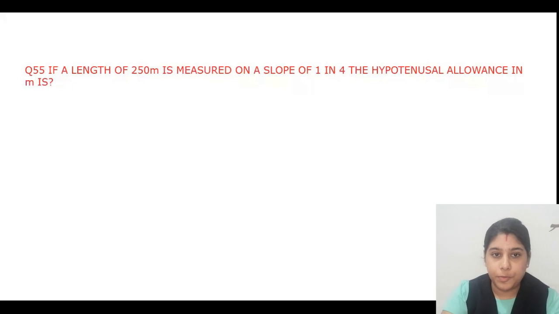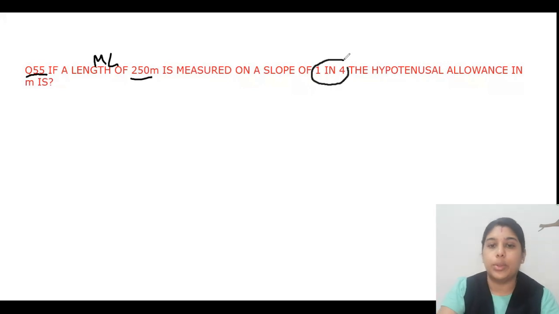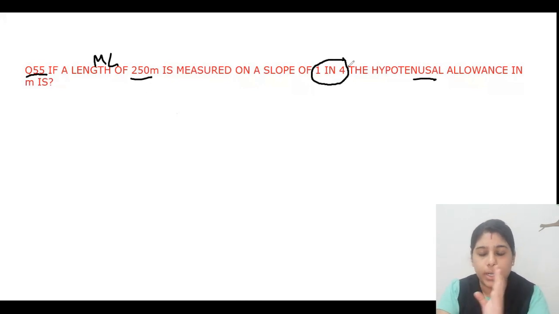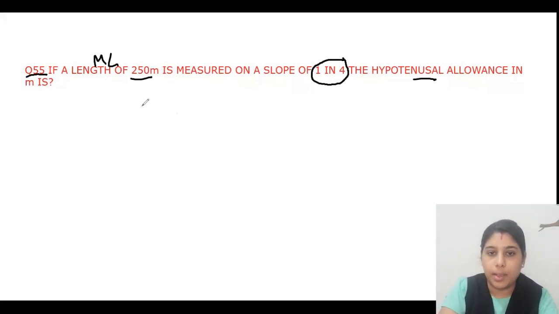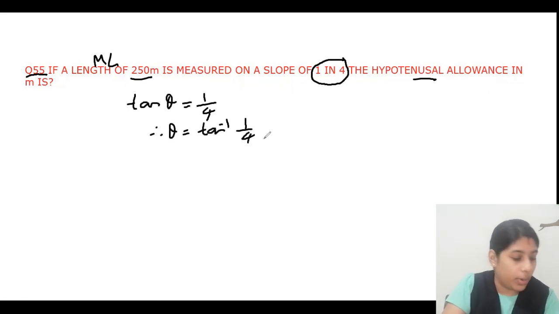Next is question number 55. Here the measured length is already given, 250 meters, and a slope is given, 1 in 4. How can we find the hypotenuse allowance in this type of question? Whenever a slope of 1 in 4, 1 in 2, like that, is given, understand that the tan theta value is given, that is 1 by 4. So theta is tan inverse of 1 by 4. By calculator you will get 14.0362.